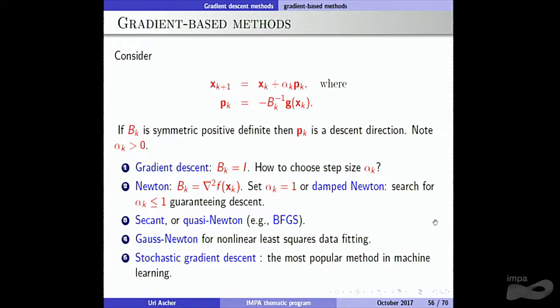And then the most popular method in machine learning, and therefore maybe more generally, is stochastic gradient descent. In machine learning, they have huge problems, not just large, huge. And if you have 4 billion unknowns, then you don't want to see any matrix, any matrix. And identity is, yeah. Okay.